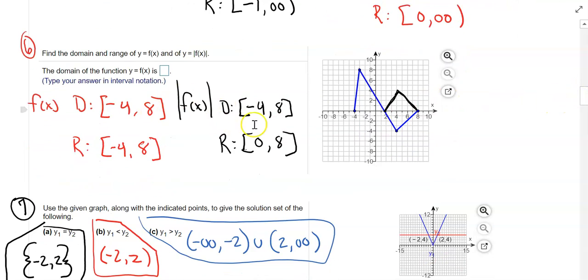Next up, we're going to do the same thing, except we're looking at a graph. Here we look at our domain. My smallest x value is negative 4. My biggest one is 8. My range, my lowest y value is negative 4. My highest is 8. It is just a coincidence that it is the same.